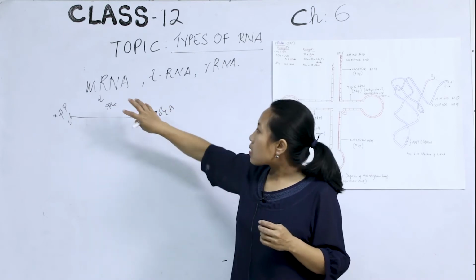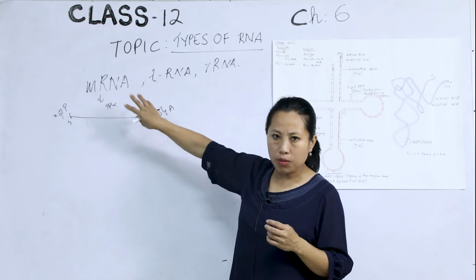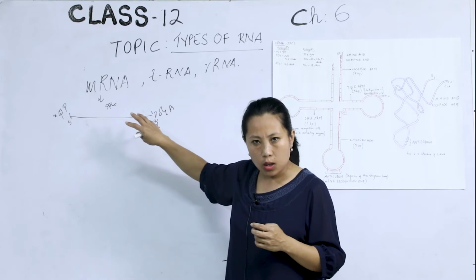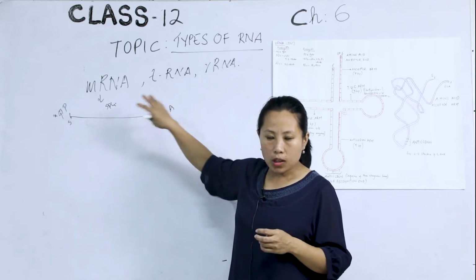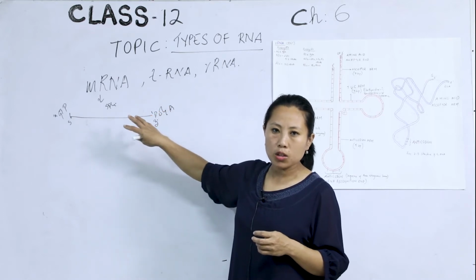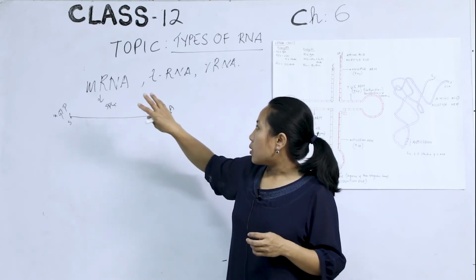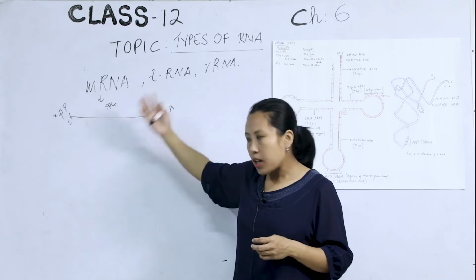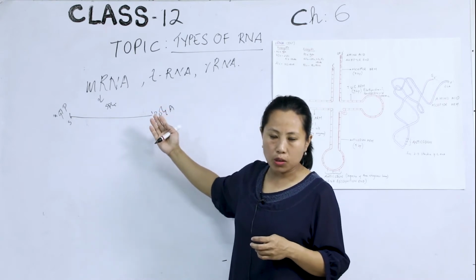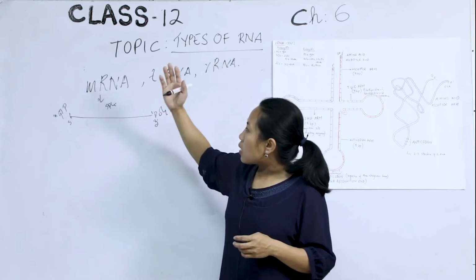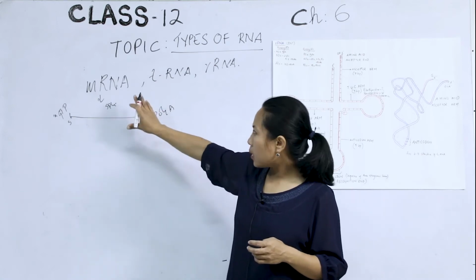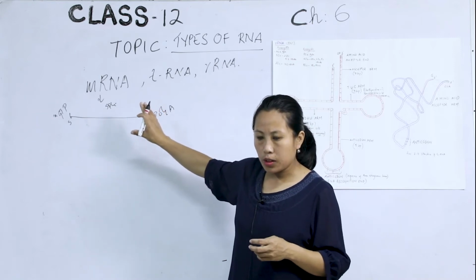This messenger RNA, which has been transcribed from DNA, consists of all the information that was present in DNA. So DNA is the master copy, while this mRNA is the blueprint of the genetic material. It contains all the information of the genetic material, which has to be translated into proteins, which ultimately determine the phenotypic character of an individual. So this is one type of RNA, messenger RNA, which is transcribed from the DNA template.